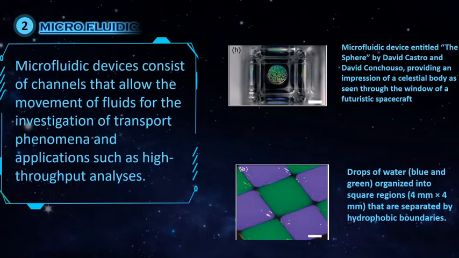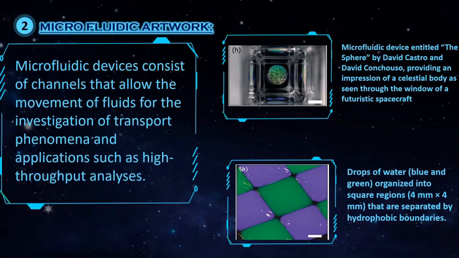The second type of artwork is microfluidic artwork. Basically, it uses the concept of microfluidic devices. The first picture is a sphere, which provides an impression of a celestial body that can be seen through the window of a futuristic spacecraft. The second figure shows drops of water, shown by blue and green color, organized into square regions that are separated by hydrophobic boundaries.